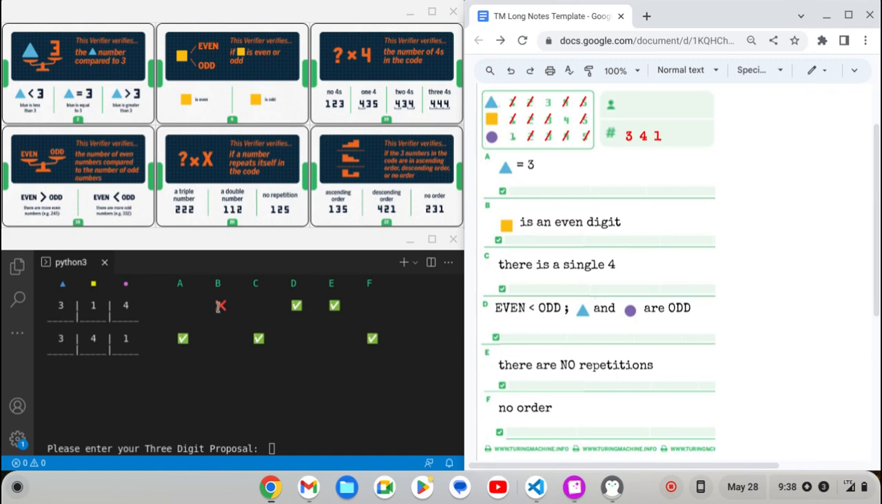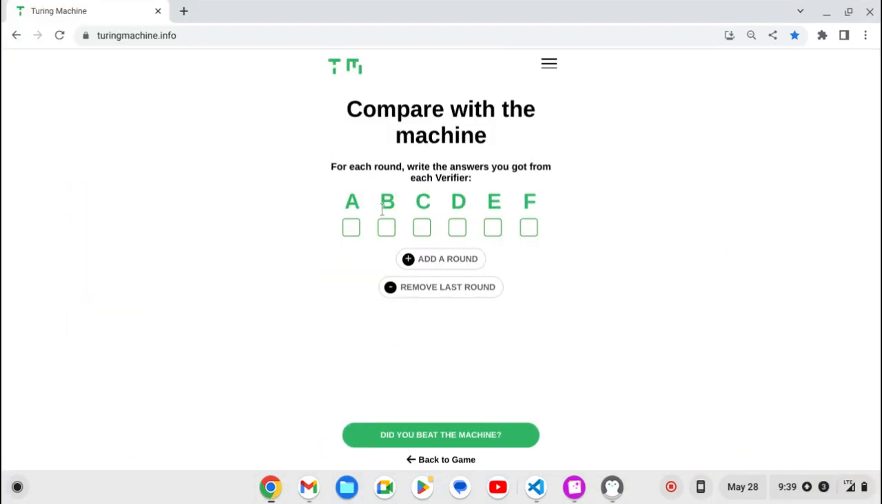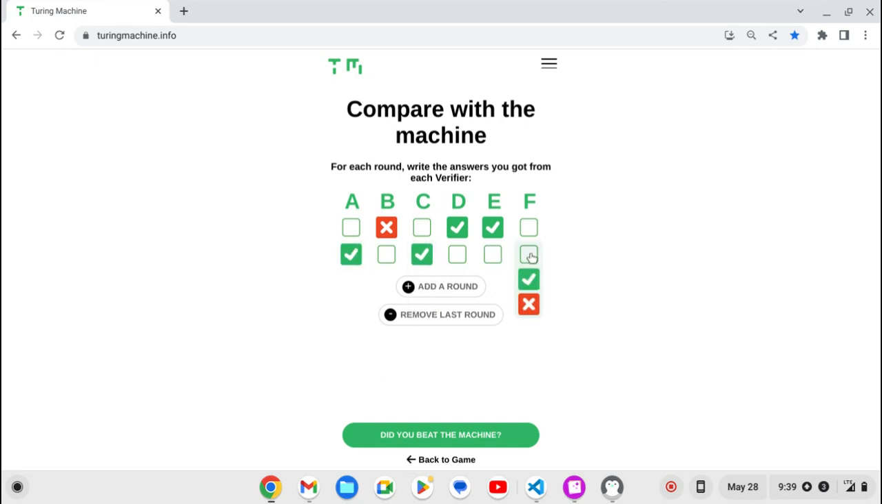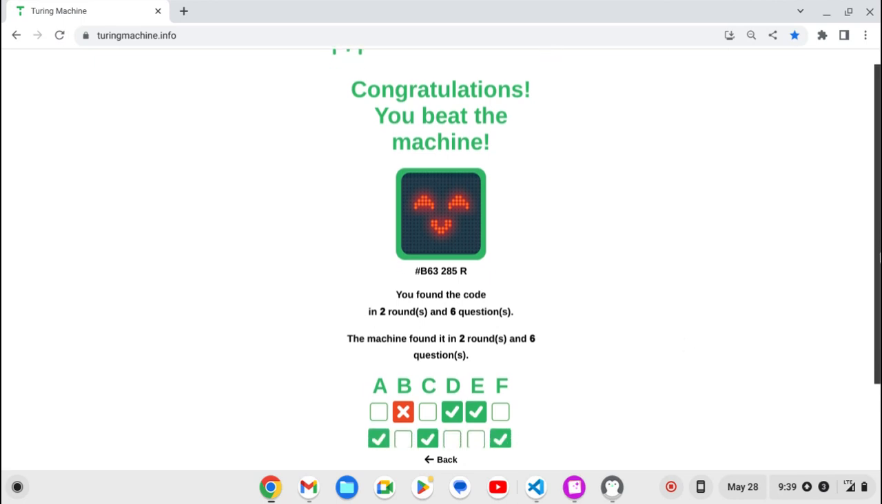So in the first turn we got B, D, E, and only B was incorrect, and then in the second turn we did all the other tests. So let's do B, D, E in the first turn. B, D, E, and then again in the second turn we did everything else and we got it correct. So let's see, how did we do versus the machine? Okay, so we tied, so it was 6 questions each. But anytime we tie the Turing machine, that's technically a win. So we did good.